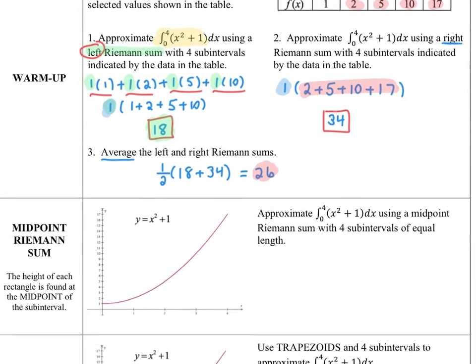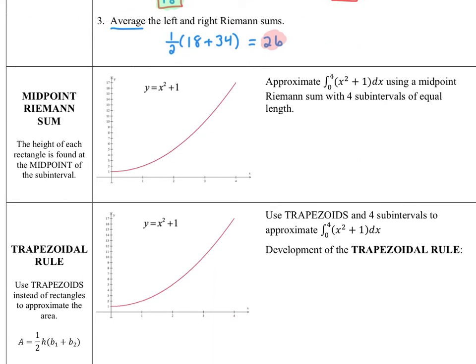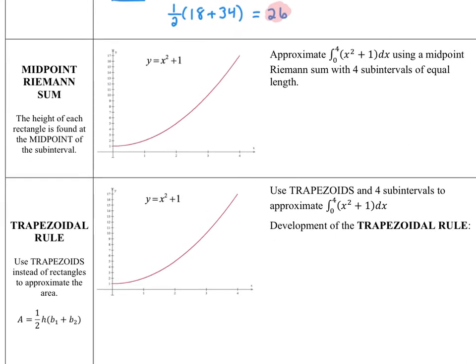In the first one, we're going to use what's called a midpoint Riemann sum to approximate this integral. I'm using the same function that we were using on the warm-up, so you can compare how all of these answers relate to one another. In this one, I'm going to approximate that integral using a midpoint Riemann sum with 4 subintervals of equal length. My first job is to split the region into these 4 subintervals.